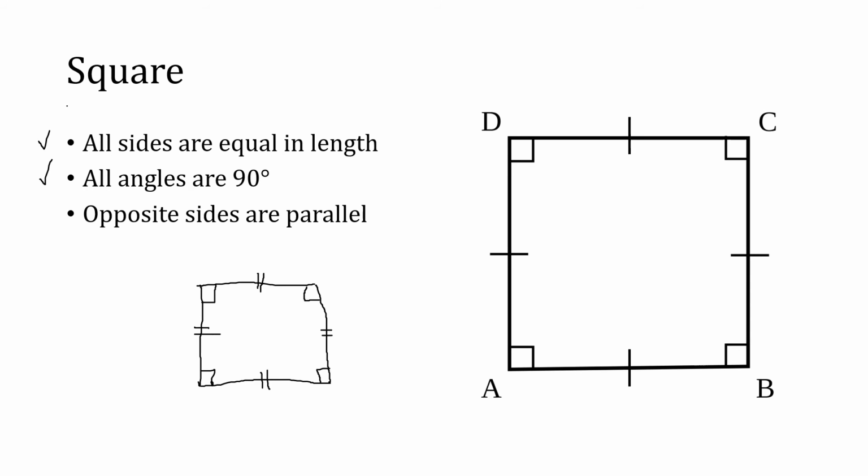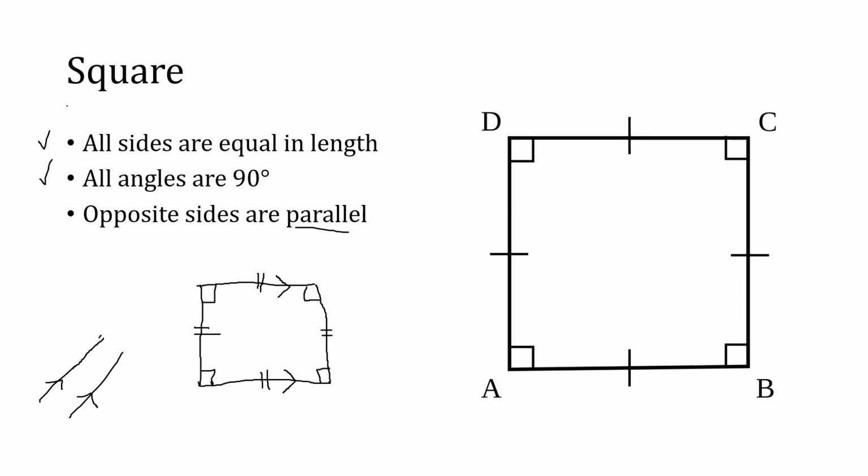Last one, opposite sides are parallel. Now remember, for parallel, we need to use the arrows. We need to use the arrows to indicate that two lines are parallel to each other. So by opposite sides, we mean like the top and the bottom are parallel to each other, and the left and the right are parallel to each other. So I can indicate that with arrows. The top and bottom need to be parallel to each other, so I can put one arrow here and one arrow here for each case.